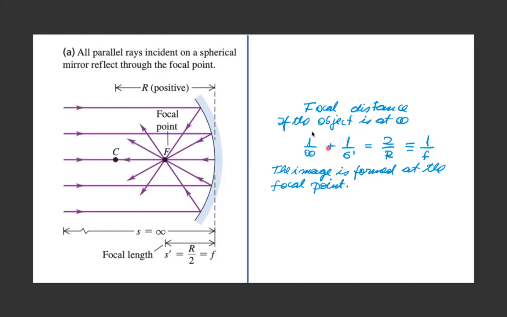If the object is at infinity, 1 over s, where s equals infinity, is 1 over infinity, which is 0. And 1 over s prime is equal to 2 over r, and this is by definition 1 over f. The image is formed at the focal point, and the focal point is exactly half the radius of the inner sphere. Perfect, s prime is equal to r over 2, equal by definition to f.